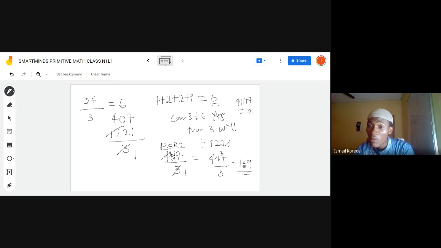You can see. Can 3 go in this number? 1 plus 3 is 4. 4 plus 9 is what? That's 13. So 3 cannot go in 13. So that means 3 is not a multiple of 139. As simple as that.